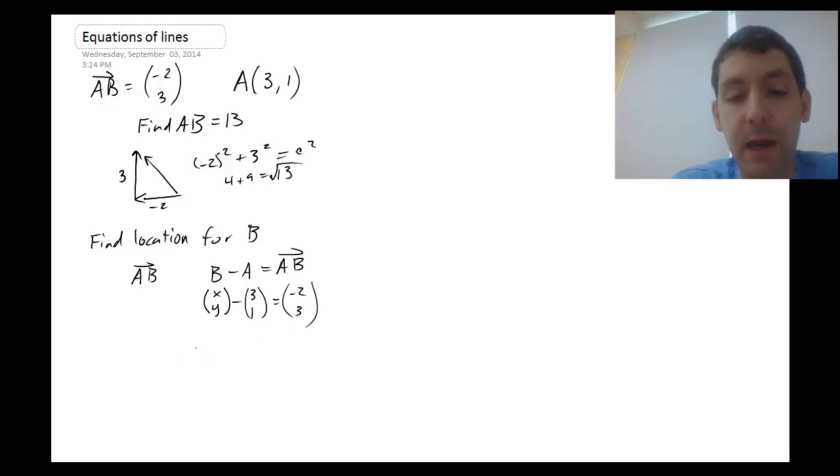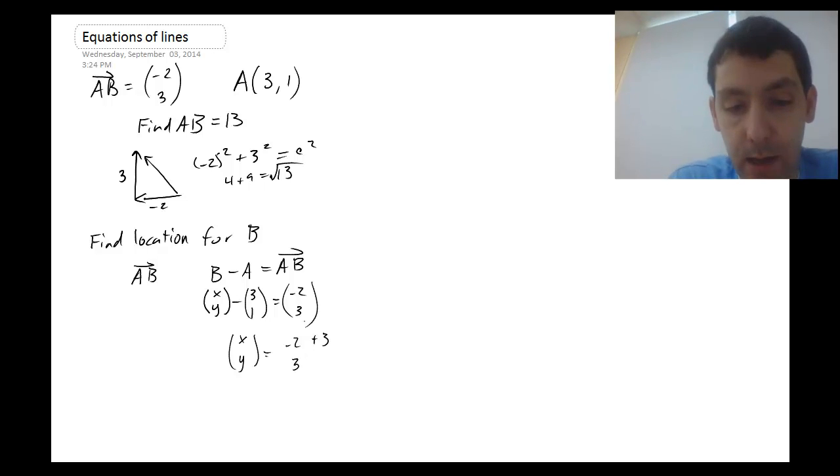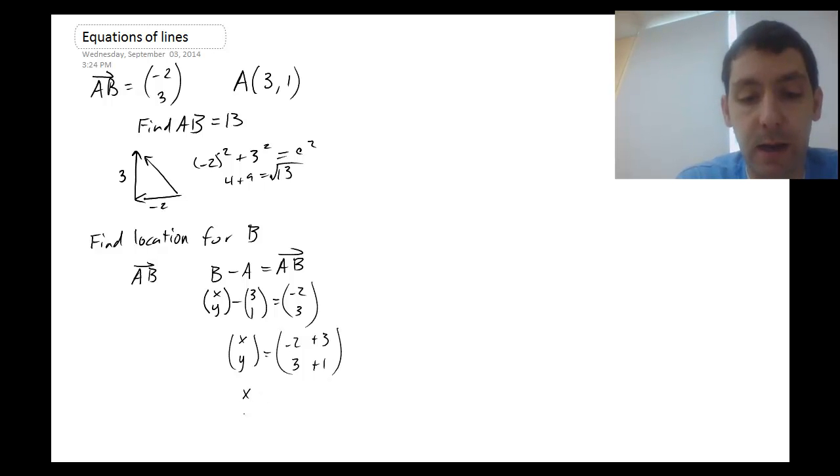And so from there, we should be able to do our vector math. We add (3, 1) to the other side, and we get (x, y) equals -2 plus 3 over 3, add the 1 to the other side, plus 1. And so therefore, (x, y) is (1, 4). And so now we know the location of point B, which is (1, 4).